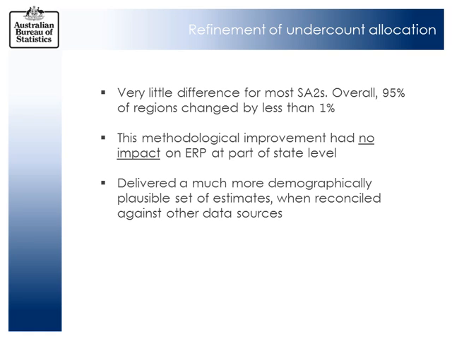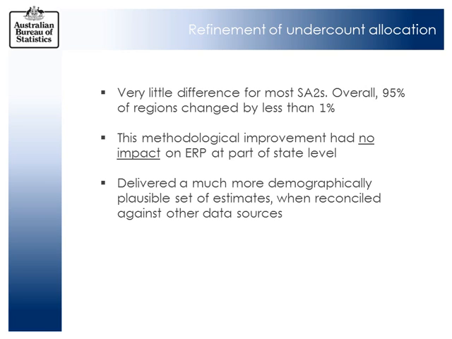Some SA2s have gone up, because the preliminary share of undercount was estimated to be too low, and others have gone down because their undercount was estimated to be too high. But for most of Australia's regions, there was very little difference. Out of all SA2s, around 95% of them changed by less than 1%. It is important to note that it had no impact on part of state ERP, only for estimates below.